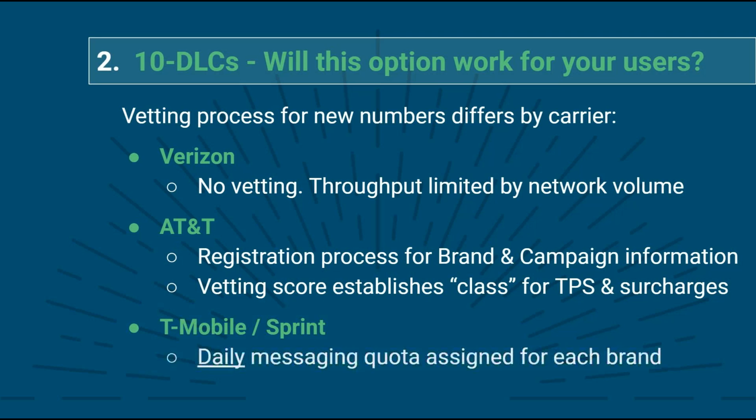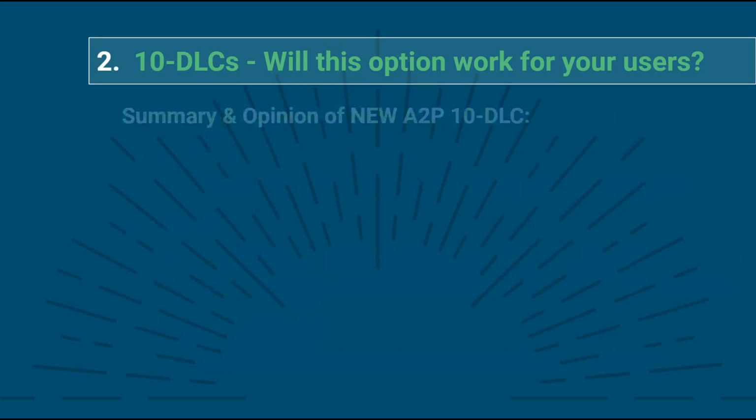And then T-Mobile and Sprint essentially are going to have a daily messaging quota assigned for each brand. So if a brand or a business is using multiple toll-free numbers or multiple 10DLCs, that messaging quota will be for the brand as a whole, not per number. So you can see here that there's really a lot of different stuff going on for each carrier.